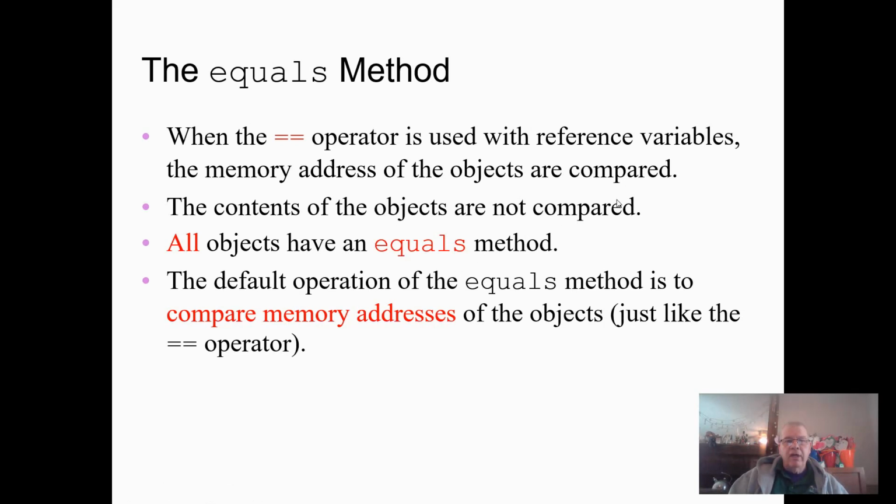So in general, the equals method means that two objects are the same if the programmer codes it up to be the same. So it's up to the programmer to decide what the equals method should declare. Again, the default operation of the equals method is just to compare memory addresses, just like the equals operator.